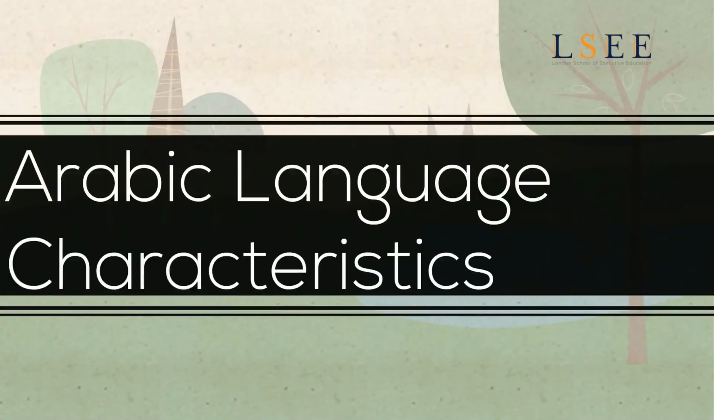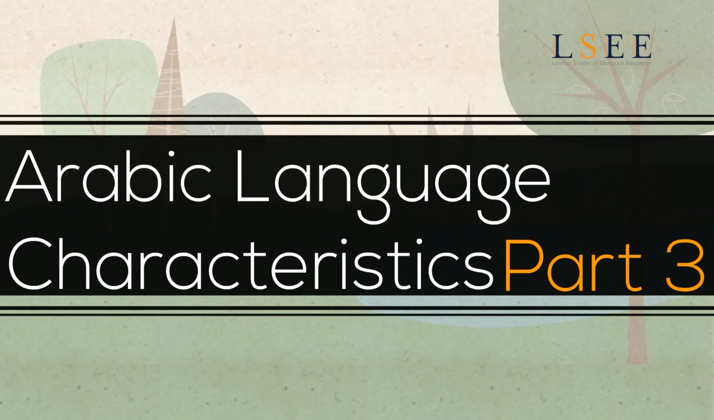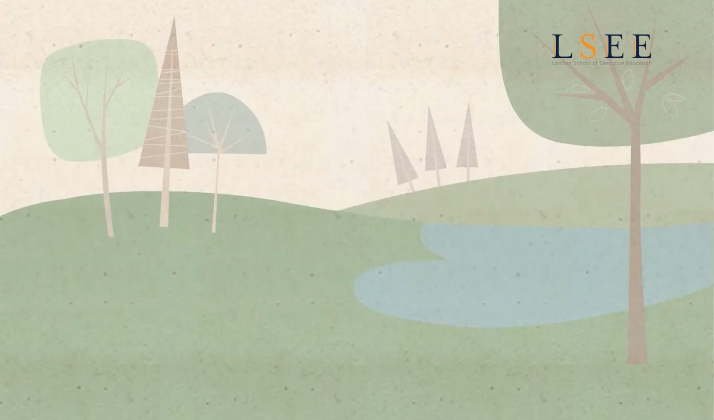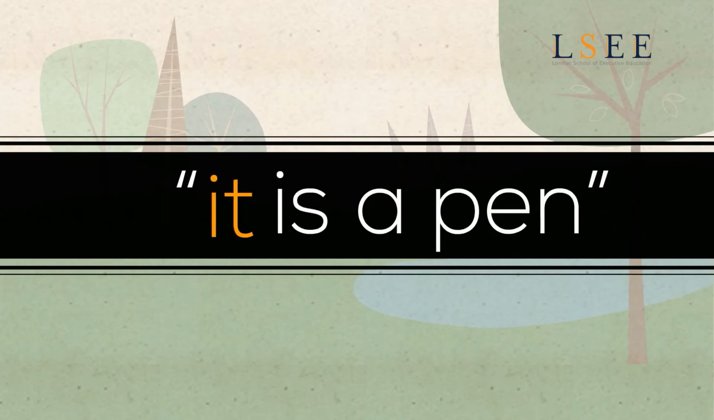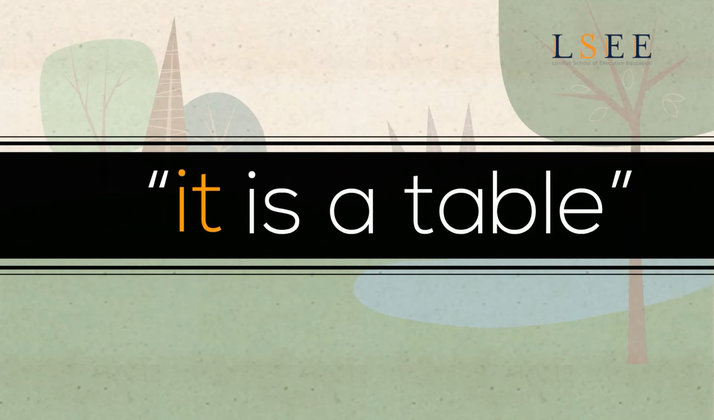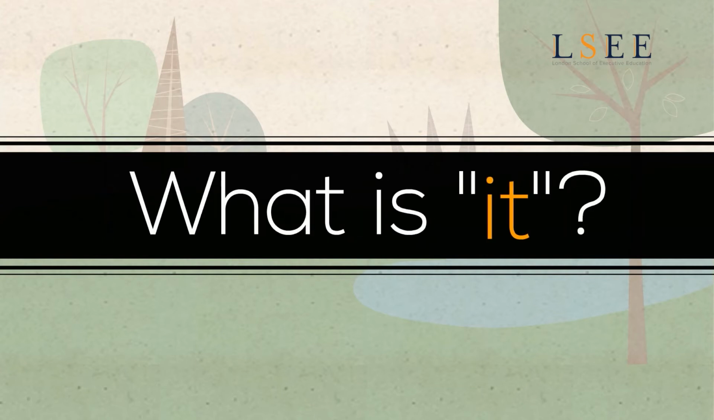Welcome to Characteristics of the Arabic Language, Part 3. In this lesson, we will focus on how we can say it is a pen or it is a table in Arabic. What is it in Arabic? There is no it in Arabic.